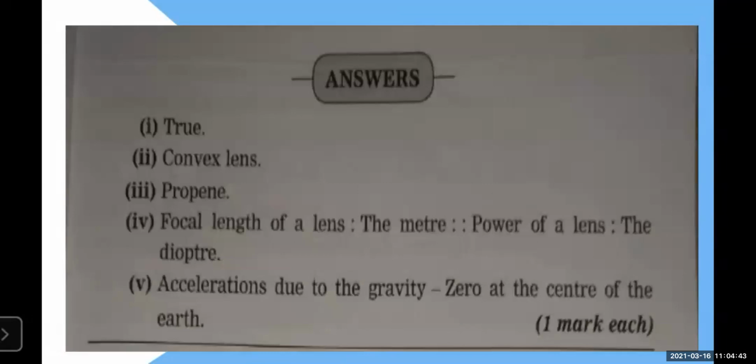You can see your answer, students. You can refer to it from here at the end. First was true, second answer was convex lens, third was propene, fourth was diopter. You can read the spelling. Read the spelling correctly and remember diopter. Fifth one, the answer is 0 at the center of the earth. So every question is 1 mark each. 5 questions for 5 marks.